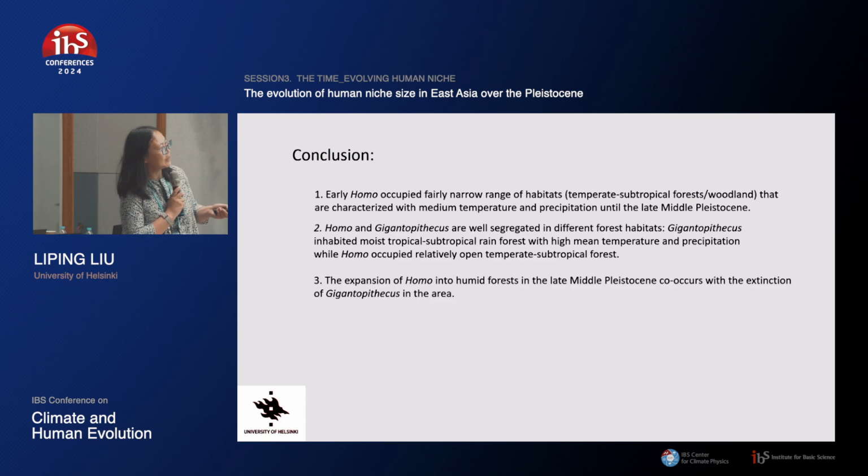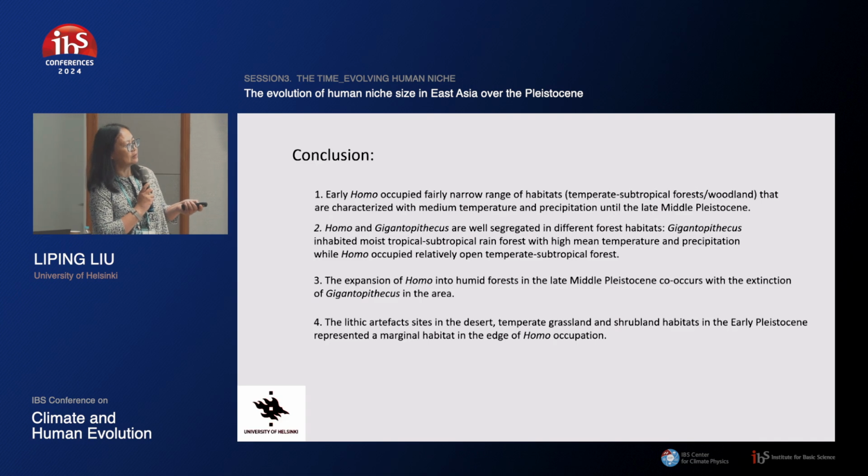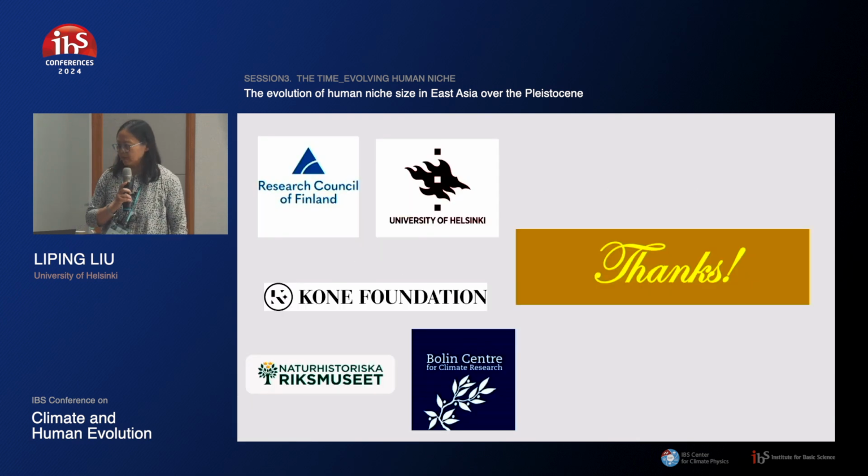And the expansion of Homo into the humid forest in the late Middle Pleistocene co-occurred with the extinction of Gigantopithecus. And the last one is that lithic artifact sites in the desert, temperate grassland, and shrubland habitat in the early Pleistocene represent a marginal habitat at the edge of Homo occupation. So, thank you. That's my talk.